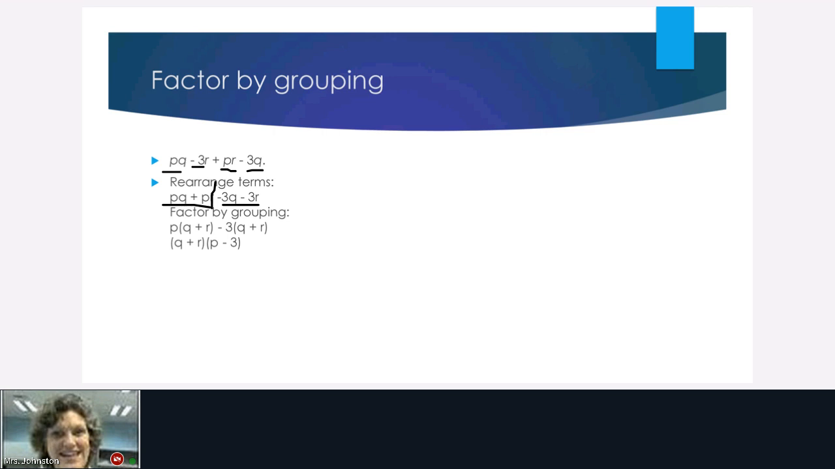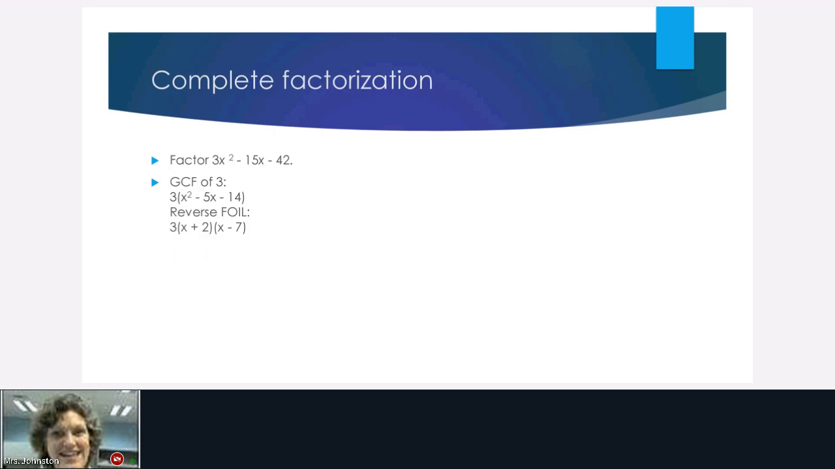Notice that the Q plus R is now a common factor of both of these terms. So I can pull that to one side and put the leftovers in another set of parentheses, p from here minus 3 from here. Now this is very complex, and it's going to take a few times through factoring by grouping to kind of get it. But once you do, and you see that you're going to have a 4-term polynomial, then that's kind of your signal that you want to give factoring by grouping a chance. Okay, we're almost done here.